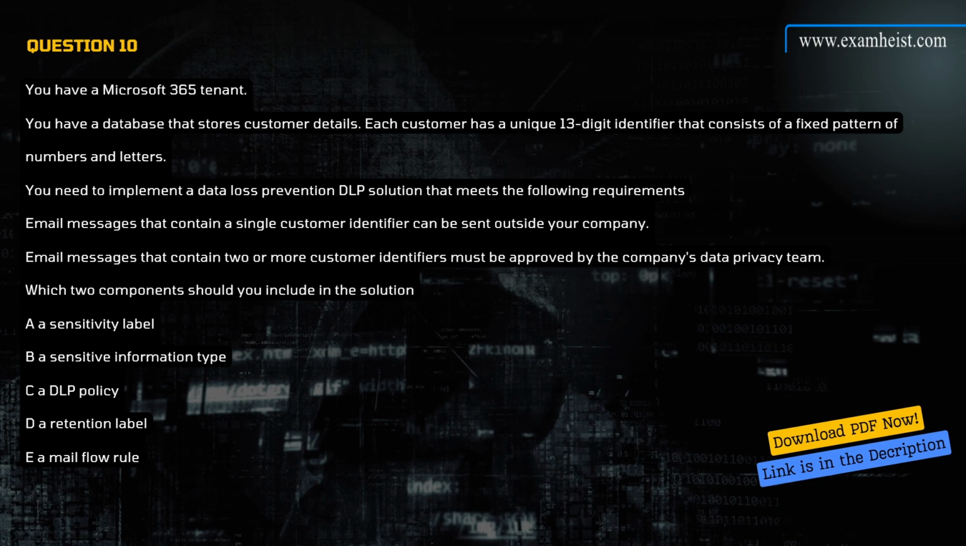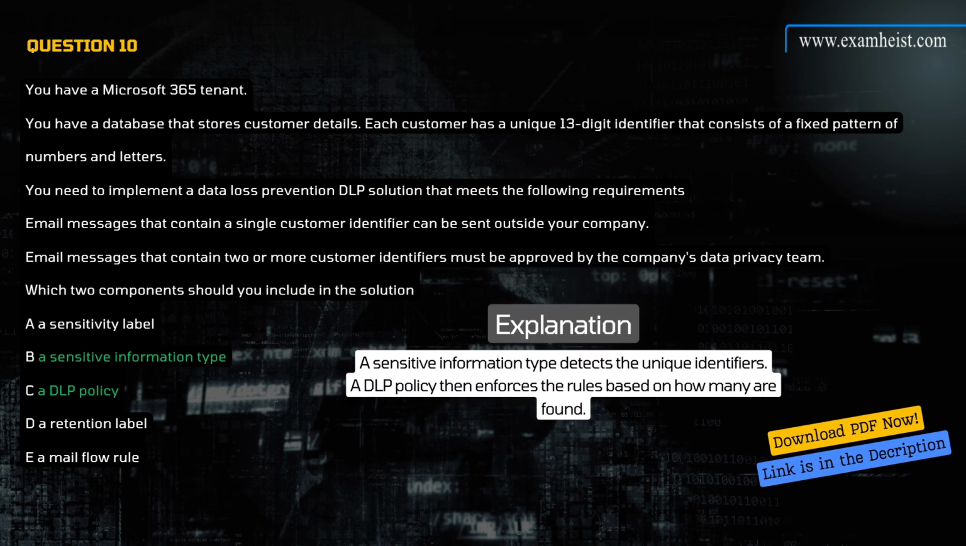Which 2 components should you include in the solution? A. A sensitivity label. B. A sensitive information type. C. A DLP policy. D. A retention label. E. A mail flow rule. Correct answer is B and C. Explanation. A sensitive information type detects the unique identifiers. A DLP policy then enforces the rules based on how many are found.